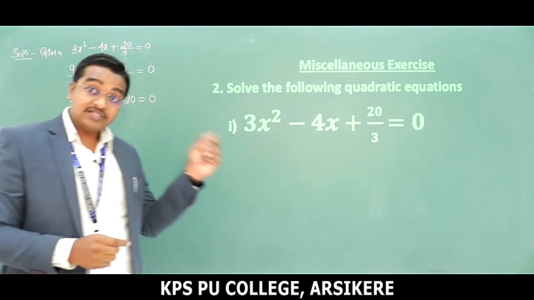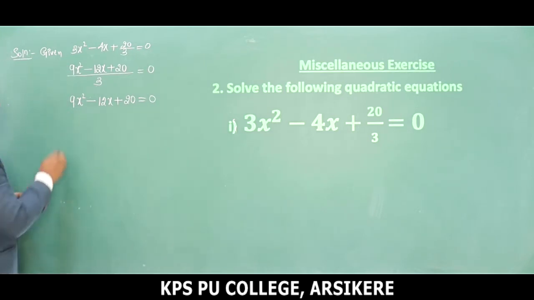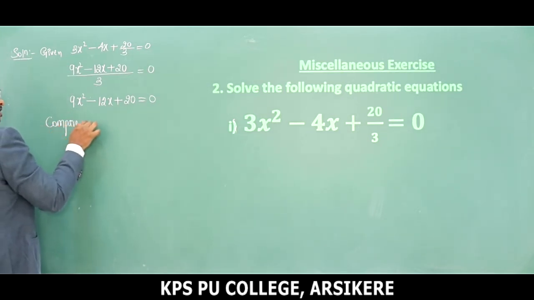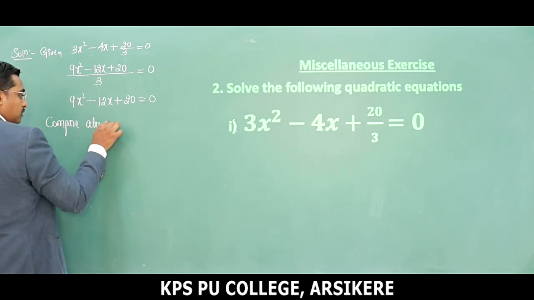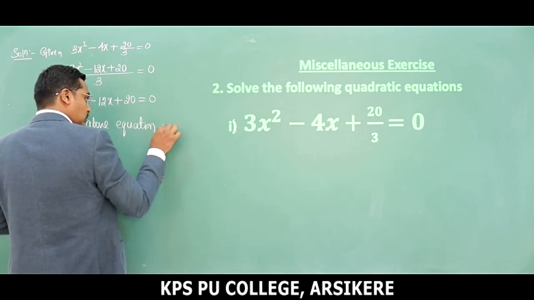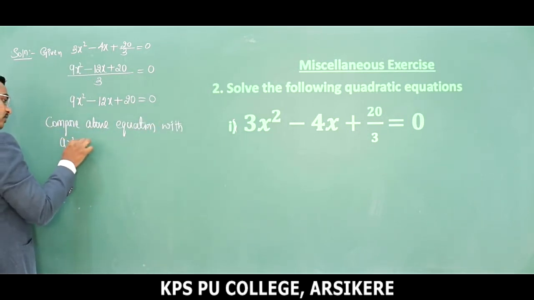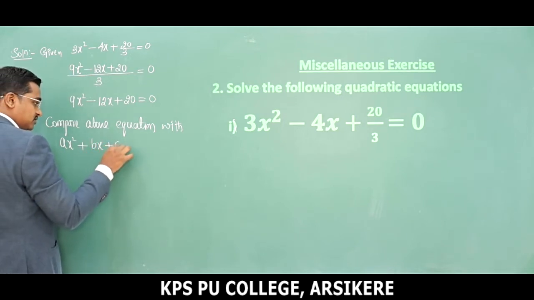Now compare this equation with what? The general form of the equation. Compare the above equation with ax square plus bx plus c is equal to 0.